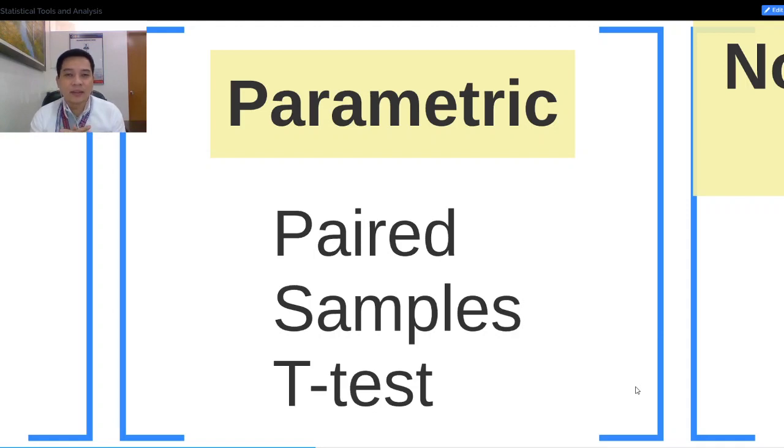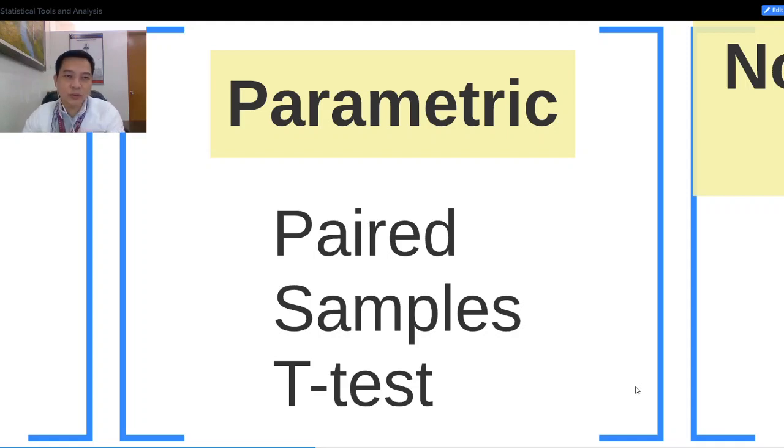Why paired? Because when you say you're giving a pre-test, at the back of your mind, or even as a student, you know that the teacher will be providing a post-test. There's no such thing as a post-test without a pre-test. That's why you call it a paired sample t-test. When your tests are dependent on each other, or simply paired to each other, that's why you call it a paired sample t-test. Right?